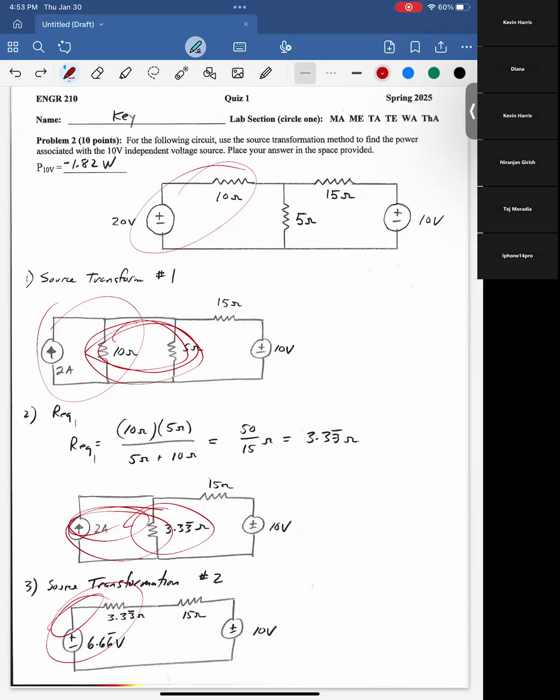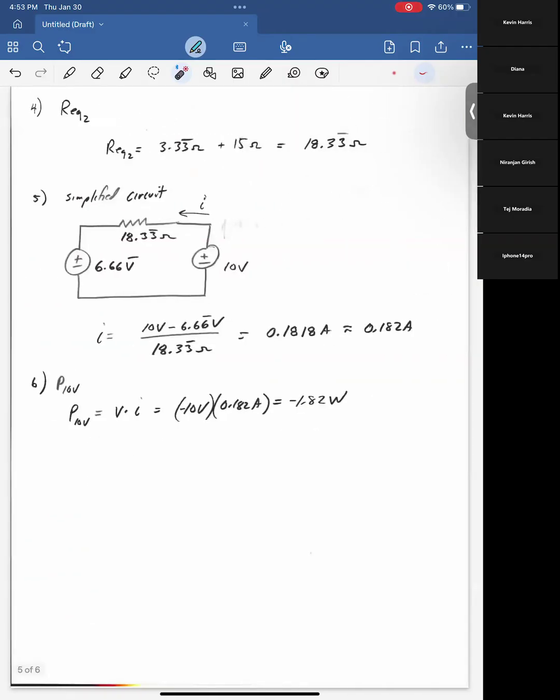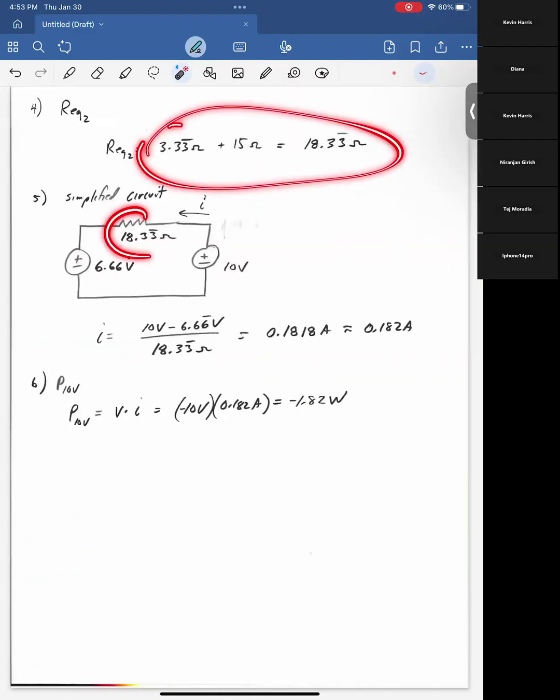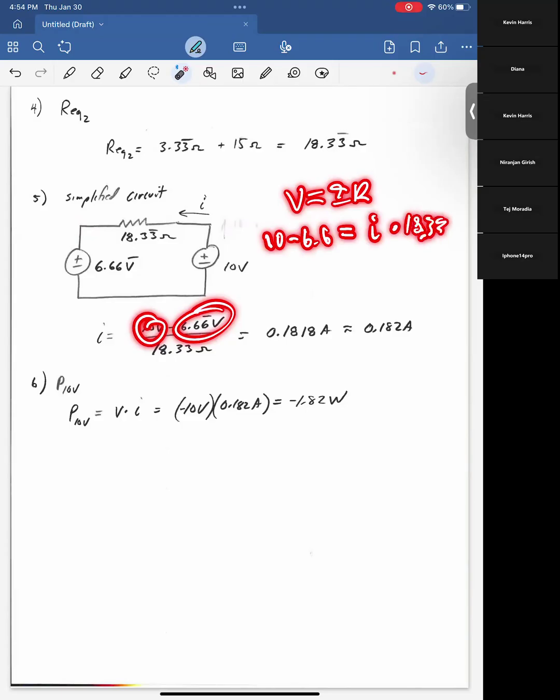So again, let me go back to the laser pointer. You're here, you source transform these two back into this, and then you can combine these two resistors. Those two get added together. And then finally, let's imagine this as 0 volts. So if this is 0, then we have 10 volts here and we have 6.6 volts here. And the current that he did here is just that 10 volts minus 6.6 volts, because if V equals IR, the V is going to be 10 minus 6.6 equals I times 18.33. We just solve for that I, and that's how we get here.